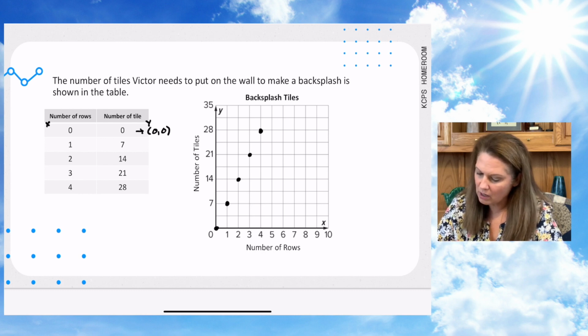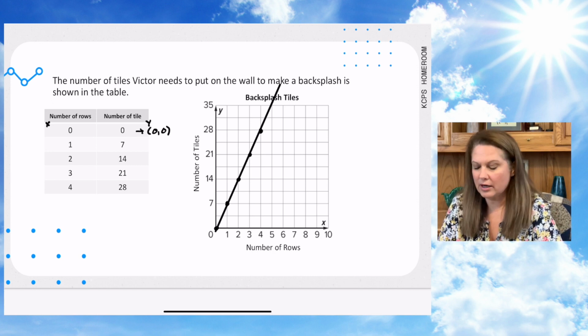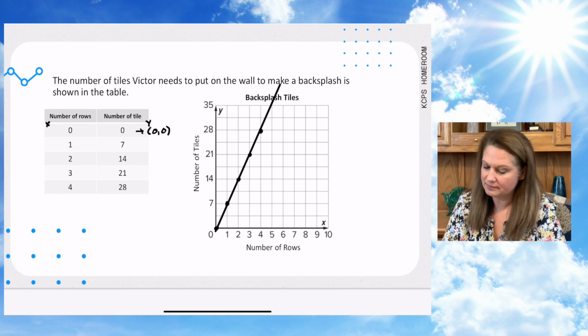Now we're going to draw a line starting at 0, and my line is straight. So because we have our two characteristics, beginning at the origin and a straight line, we're going to say that this graph and this relationship for Victor and the backsplash is a proportional relationship. Let's take a look at another one.